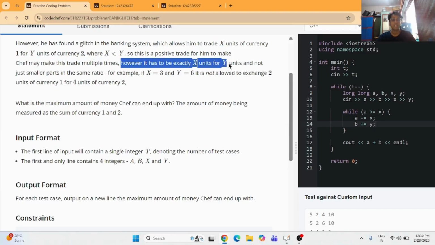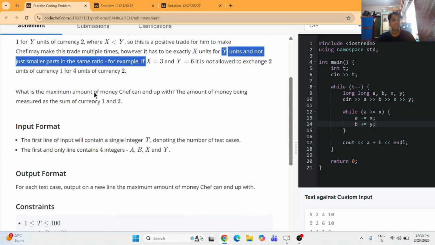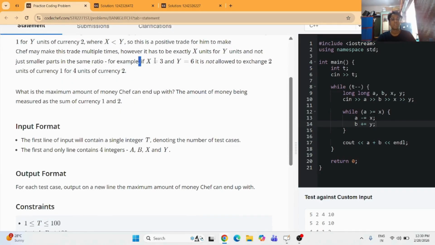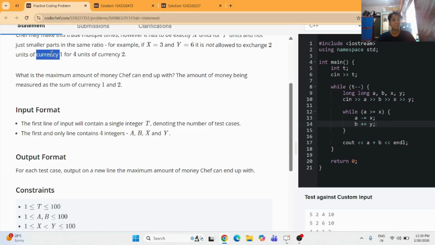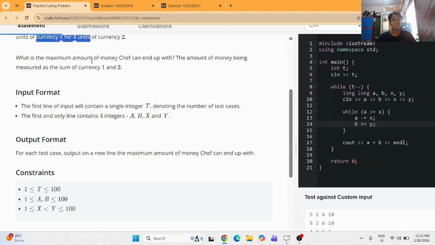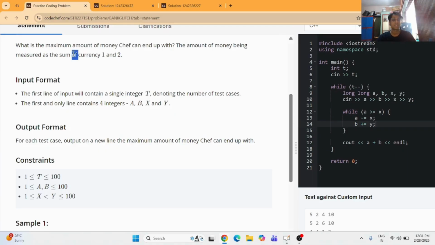However, it has to be exactly X units for Y units and not just smaller parts in the same ratio. For example, if X equals 3 and Y equals 6, he is not allowed to exchange 1 unit of currency 1 for 4 units of currency 2. What is the maximum amount of money Chef can end up with? The amount of money is measured as the sum of currency 1 and 2.